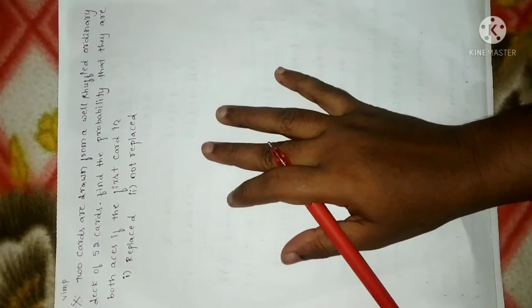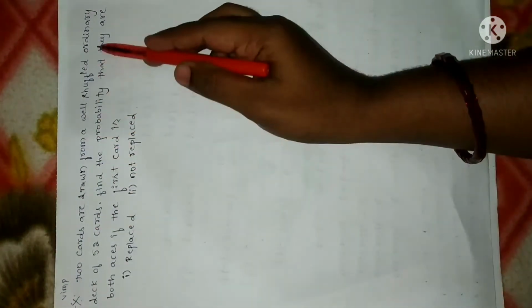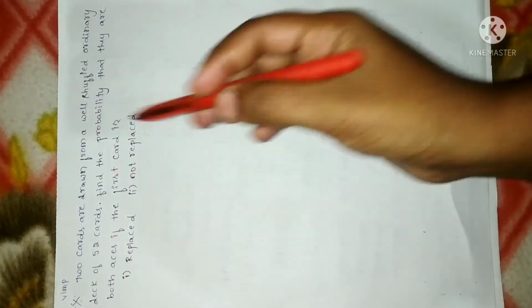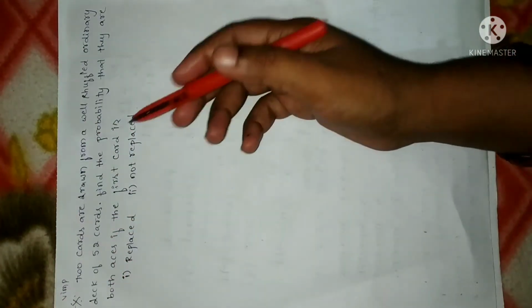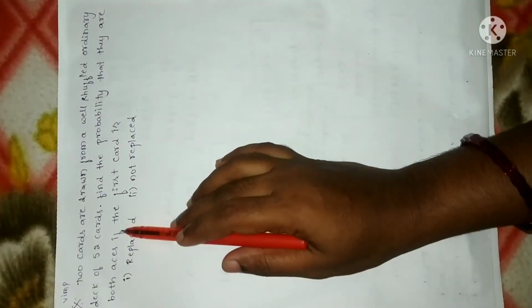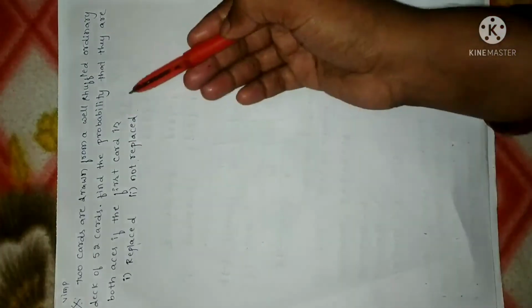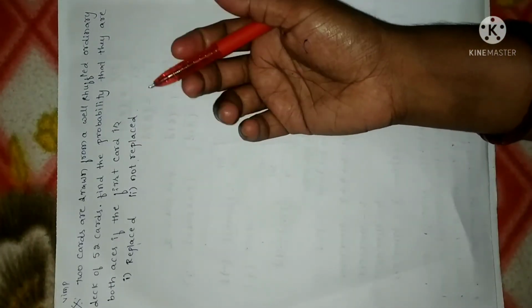Fine. Here is the next problem. Again, it is an important problem. So 2 cards are drawn from a well shuffled ordinary deck of 52 cards. Anyhow, I have given a list of cards. You just go through that. So find the probability that they are both ace if the first card is replaced and the second one is not replaced. So this is also based on probability only.